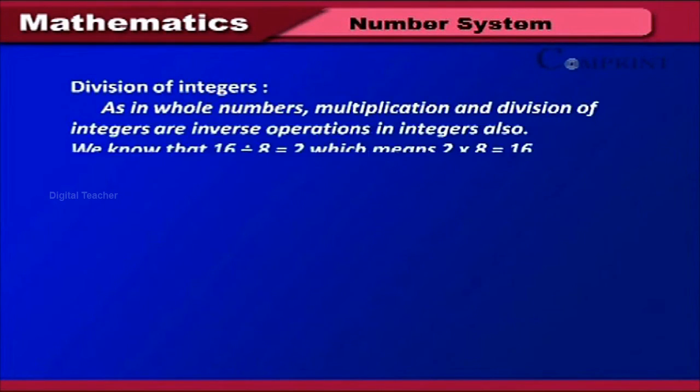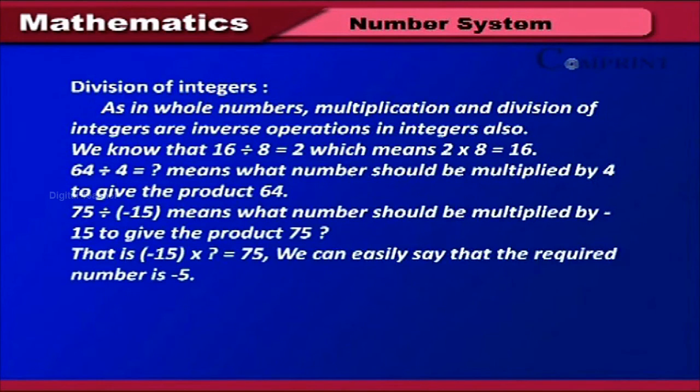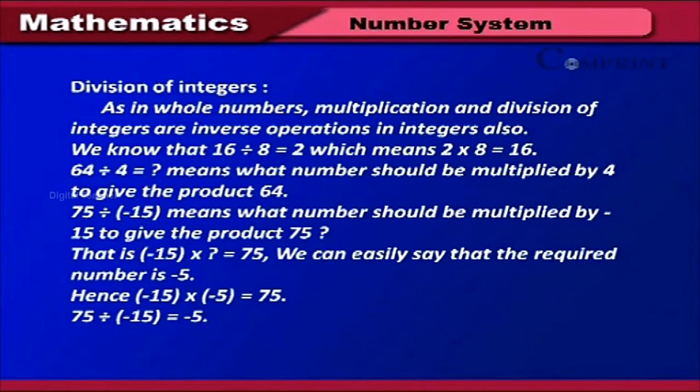Division of integers. As in whole numbers, multiplication and division are inverse operations in integers also. We know that 16 divided by 8 is equal to 2, which means 2 into 8 is equal to 16. 64 divided by 4 is equal to how much? It means what number should be multiplied by 4 to give the product 64?